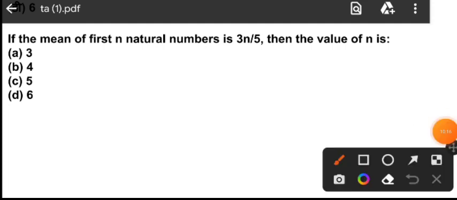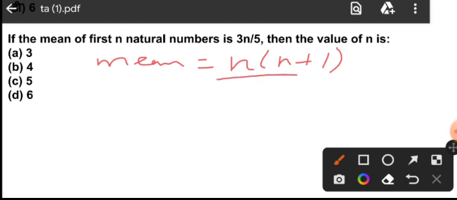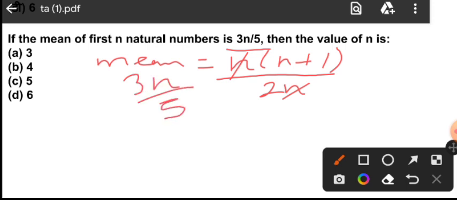So the value of n is given here as 3n by 5. We know the mean of the first n natural numbers is (n plus 1) by 2, and the total number of observations is n, right? So here n and n will cancel, and the mean value given here is 3n by 5, right? So we will cross multiply it.